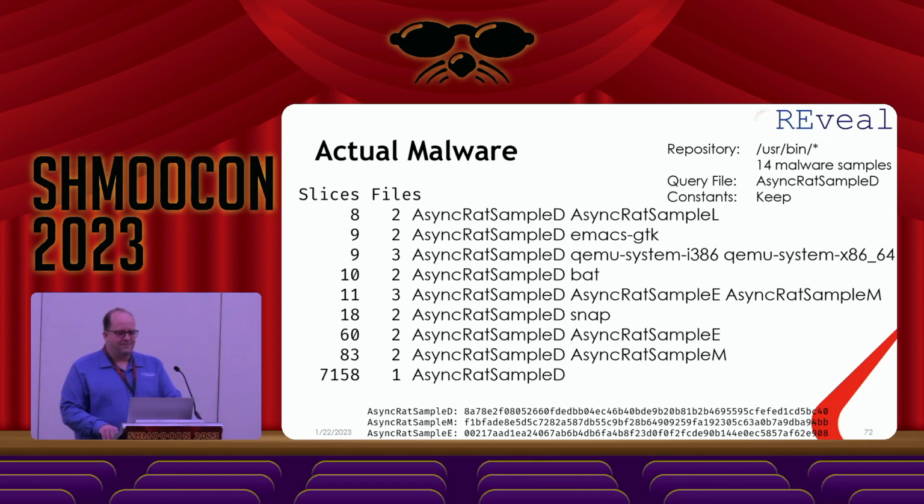So I downloaded 14 malware samples from a public malware repository, all from the same family of malware. Then I ran the data flow slicing on it with this async rat sample D. I labeled them A through N, all the 14 different samples. And we can see here that async rat sample D matches sample M with 83 slices and sample E with 60 slices.